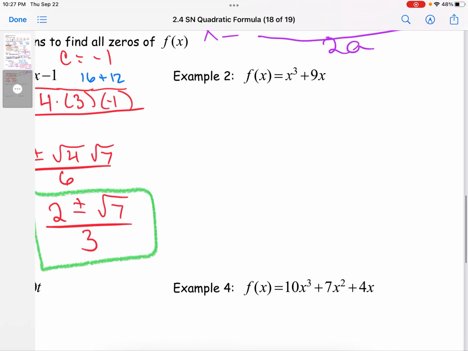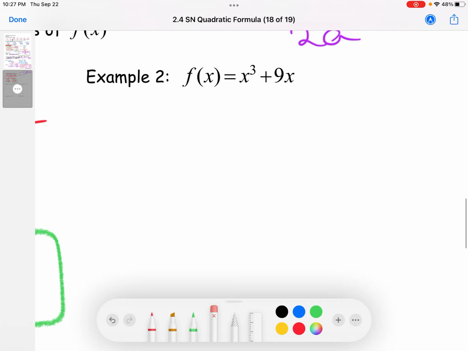Now, let's look at example 2. Example 2 is a little different. For starters, it's not quadratic. It has x to the third as its highest power. So the quadratic formula is not the first method we want to look at to solve this. But remember, we're treating this like they equal 0 because that's what we're solving for.